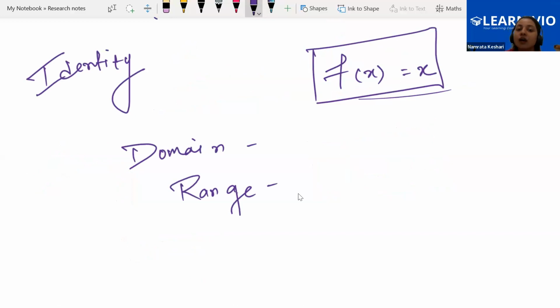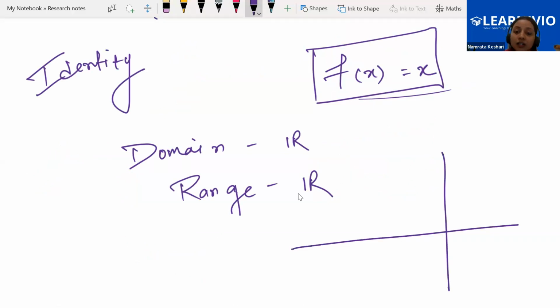All real numbers are acceptable over here, and the range will be all real numbers, because here no restriction is there. There is no square root, no rational function, no denominator, nothing. So the domain is all real numbers, and the range is all real numbers.